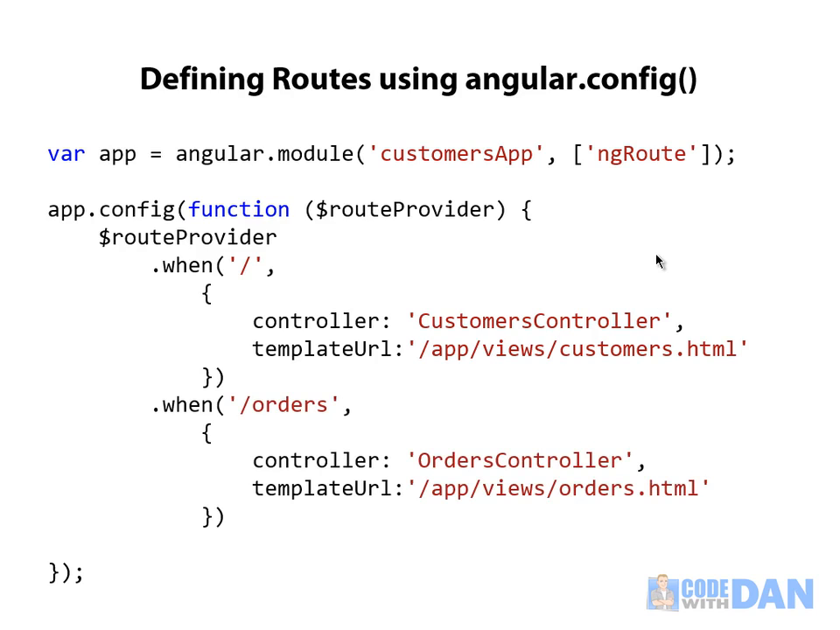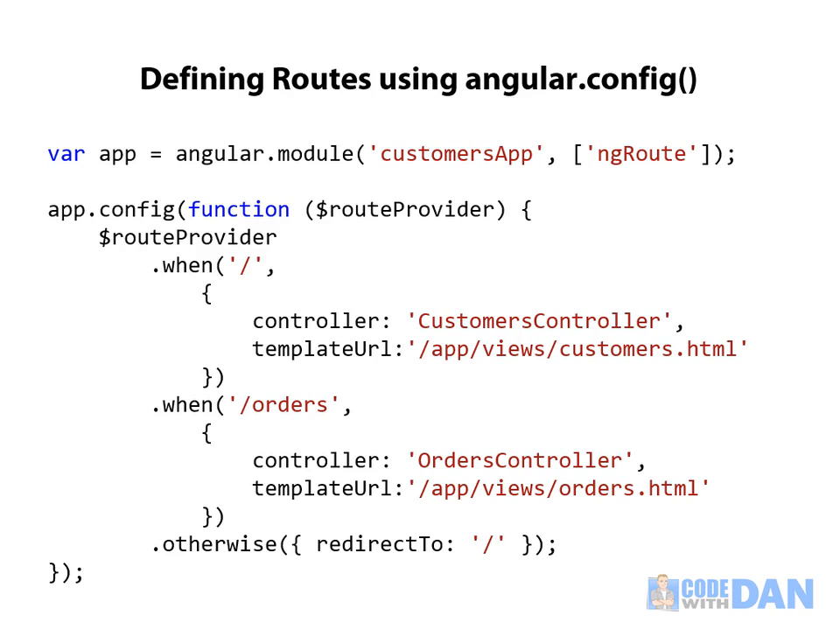Now we could add another one. And so we're going to kind of chain the whens here. And we're going to say when we go to /orders, then we'd like to load orders controller and the orders.html. And then finally, what if it doesn't match up with any of those? Well, we can have an otherwise that says redirect back to the root, which will go back up into here. And that would load our default, which is our customers.html.